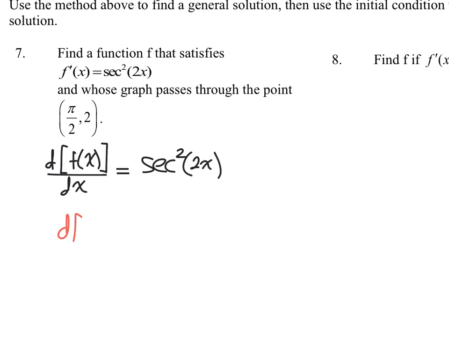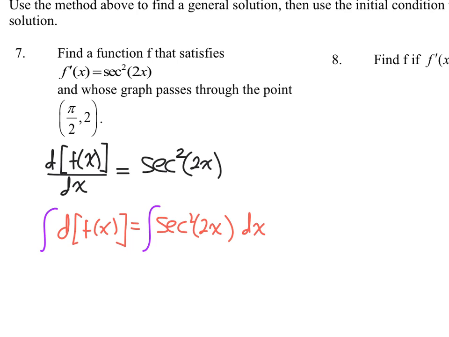In differential form, it's df(x) equals secant squared of 2x dx, at which point we integrate both sides. So this is just notation, really, more than anything else. Okay, because we haven't even gotten to the u-sub yet. So the antiderivative of a derivative, inverse operations cancel each other out. So on the left-hand side, it's just f(x). Right-hand side, secant squared 2x dx.